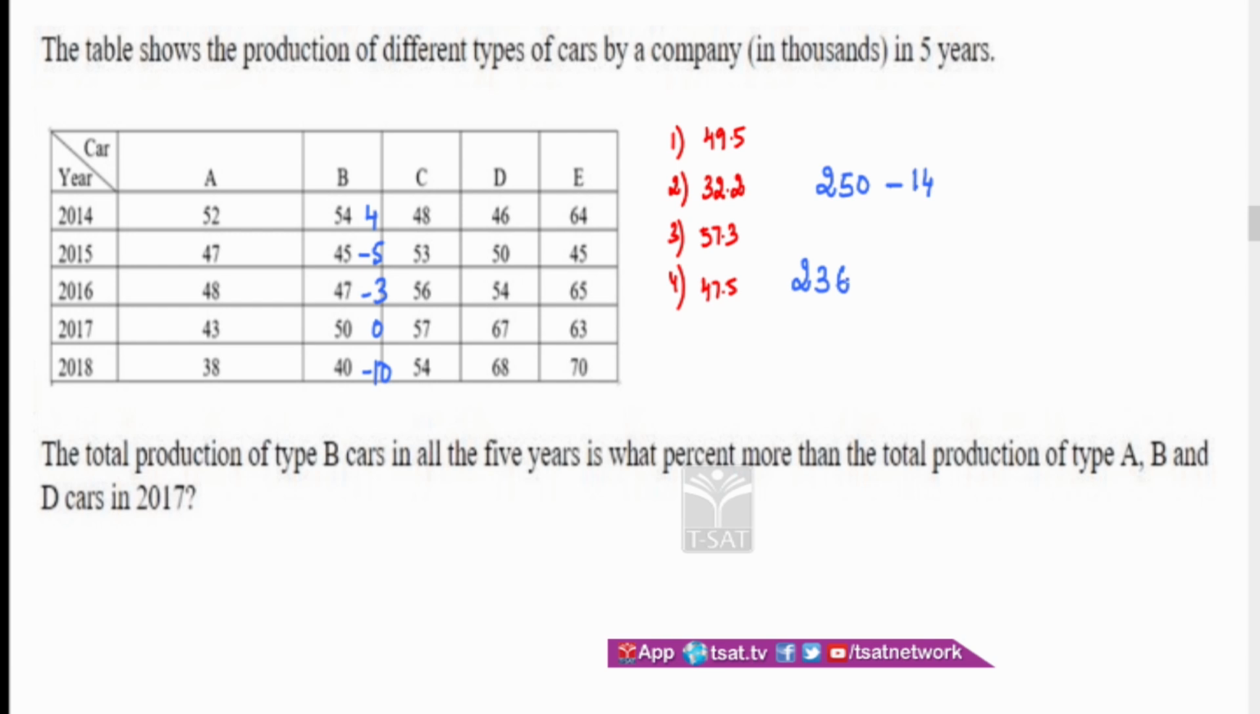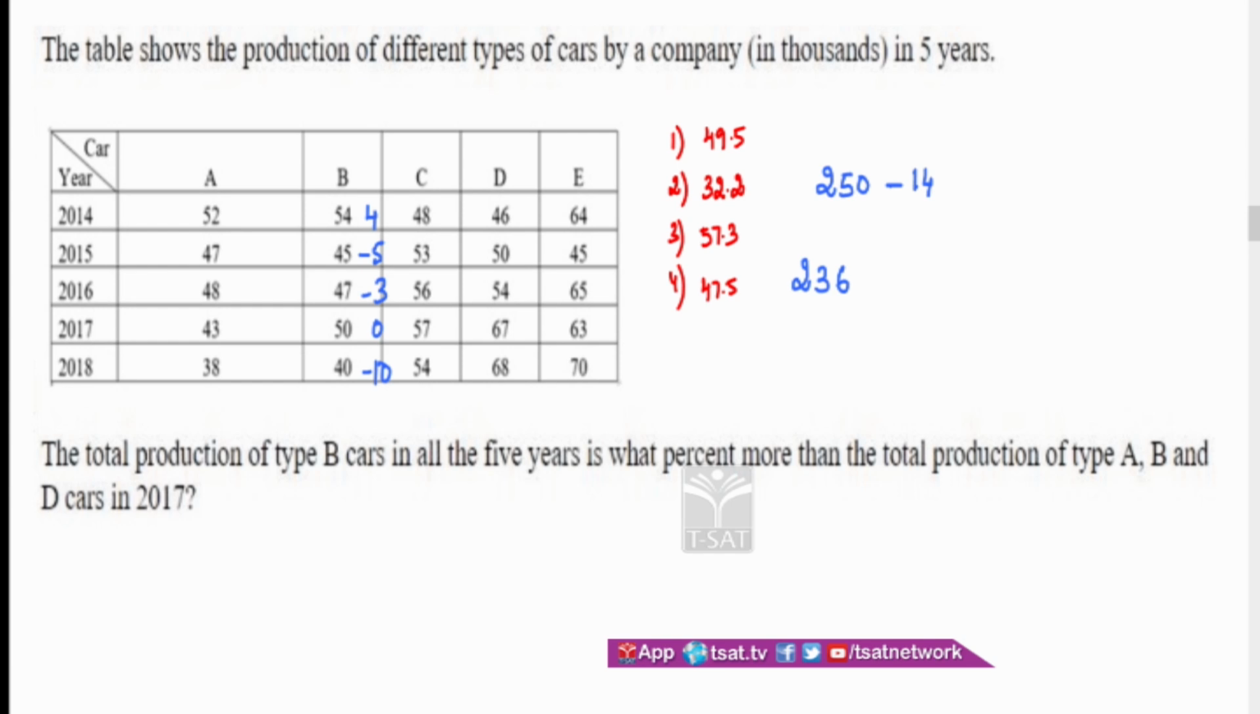You can actually do the normal sum also. But if the numbers are too difficult, sometimes these numbers are easy, but sometimes the numbers may be irritating or else not so friendly. So in that case, you can assume a number. So here I have assumed 50. I have taken 50 into 5, that is 250, and I have taken the deviations. I have done the sum of deviations, I got 14, therefore my sum is 236. This is the total data, which is nothing but total cards produced by type B in all the years, right? So total number of cards of type B produced is 236.